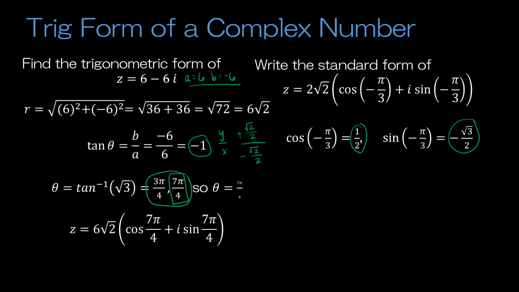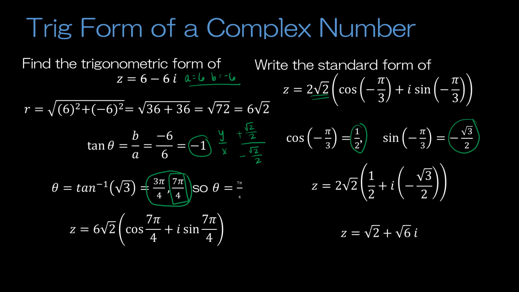So that's helpful. Now we have to look at using 2 radical 2, which is our r value, already out front, and then I'm replacing cosine of negative pi over 3 with 1/2, and I'm replacing sine of negative pi over 3 with negative radical 3 over 2, and then I'm simply going to distribute. So I get radical 2 plus radical 6 i.